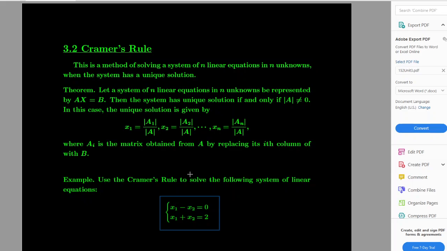Cramer's rule applies to a system in which there are the same number of equations and unknowns. For this system, there are 2 equations and 2 unknowns, right? This is the case where you can apply Cramer's rule.